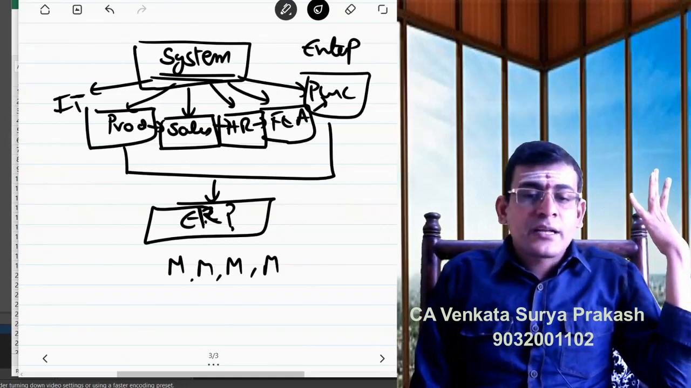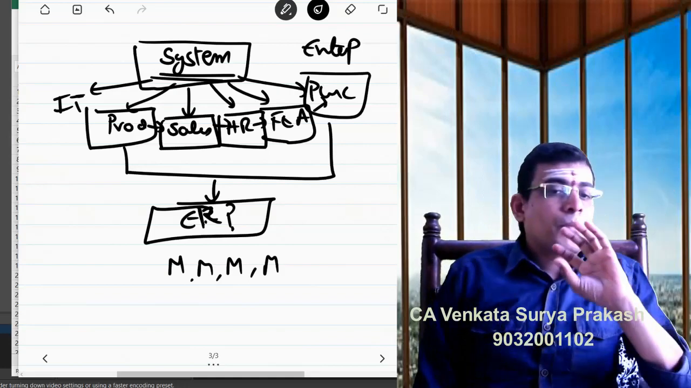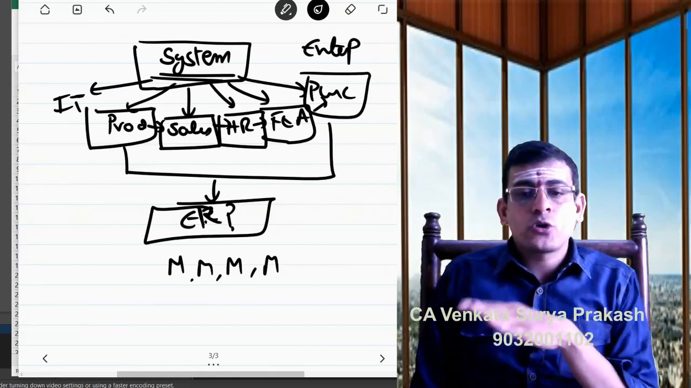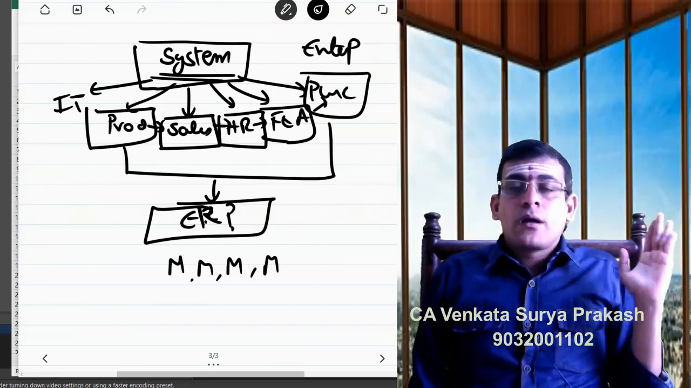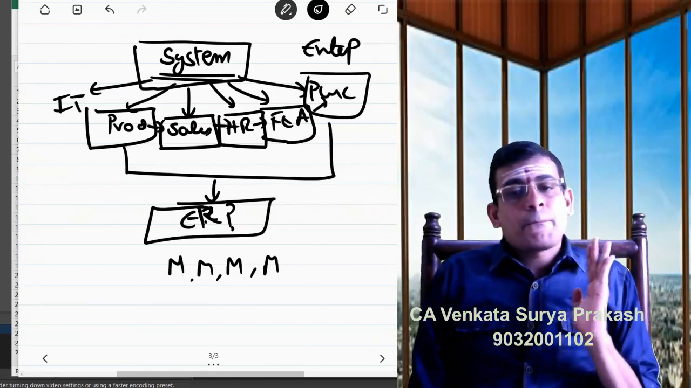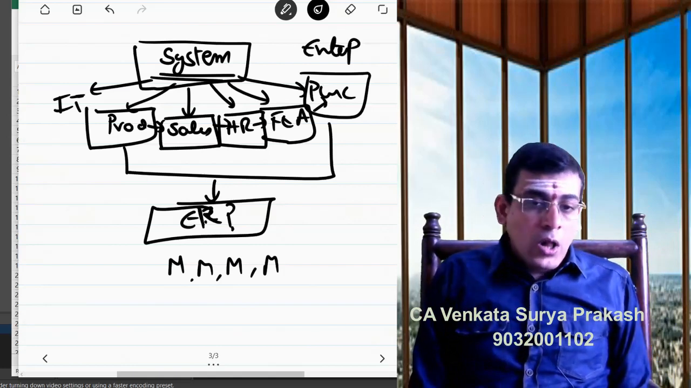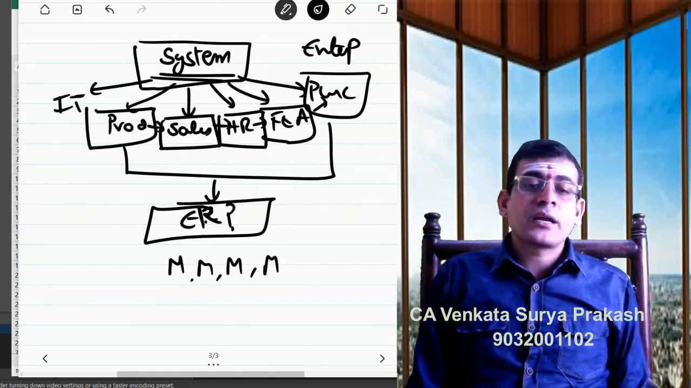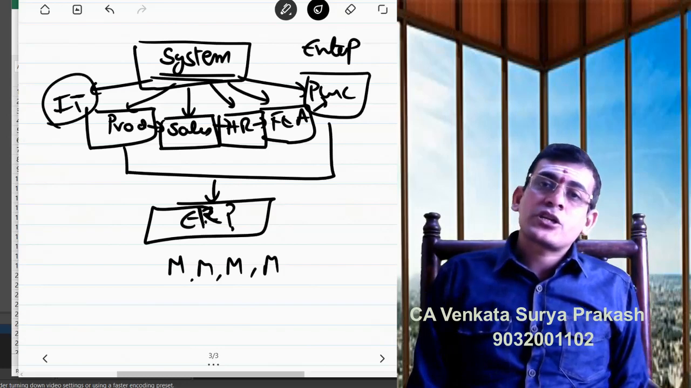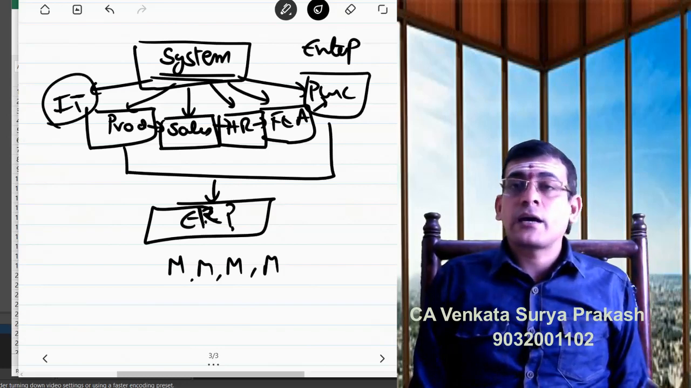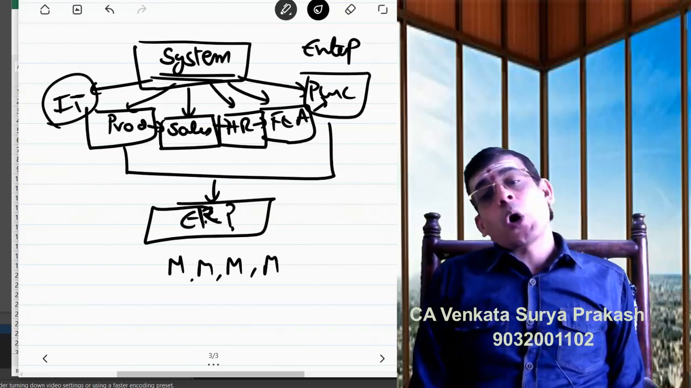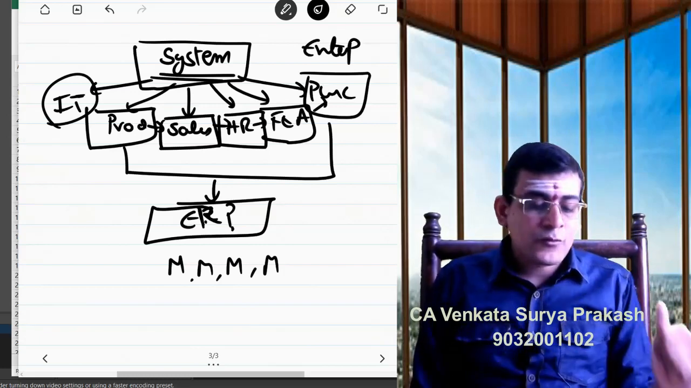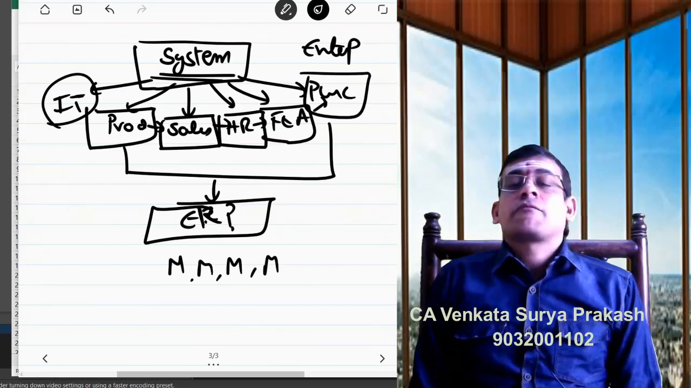Each and every department will have a module: production module, sales module, manpower module, finance and accounts module, purchase module. All these will be integrated. Who will take care of that integration? The information technology department will take care of the integration between all the departments. That's one thing you are trying to understand as a part of your system.